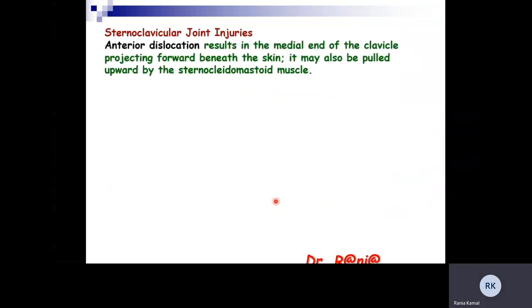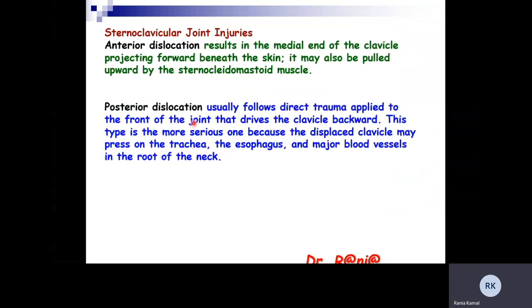In sternoclavicular joint injury, there will be dislocation, either anterior or posterior. In anterior dislocation, the medial end of the clavicle projects under the skin, and it will be pulled upward by the action of the sternomastoid muscle. Posterior dislocation occurs as a result of direct trauma applied to the front of the joint. The clavicle will be driven backward, and it might injure important structures like the trachea, the esophagus, and the major blood vessels in the neck.